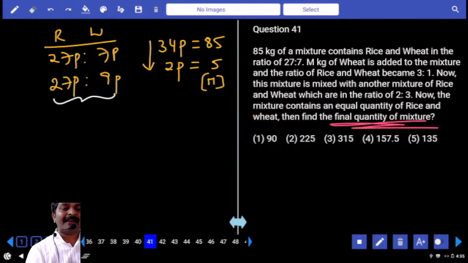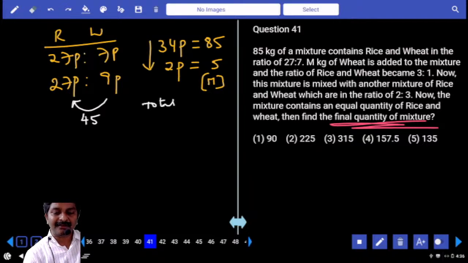Now at present we have some quantity which is 90 kgs. In that they are in the ratio 3:1. Which quantity is more here? How much more do we have? 2 parts, exactly half, right? Total it is 4 parts, 90 kgs. Rice is more by 2 parts, which is half. That means here we have extra 45 kgs of rice.